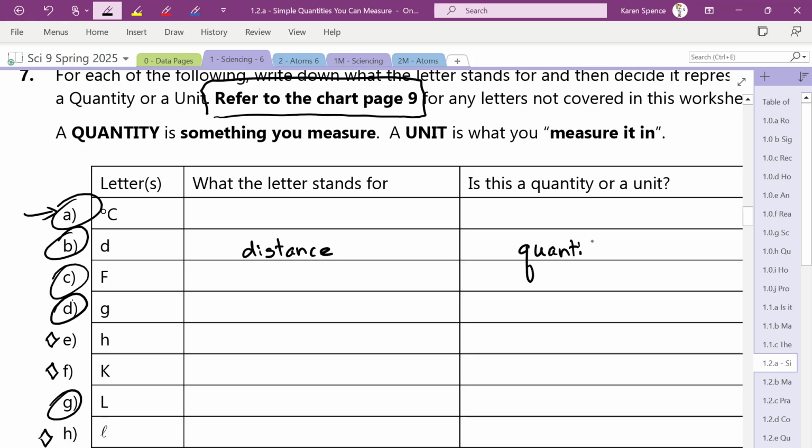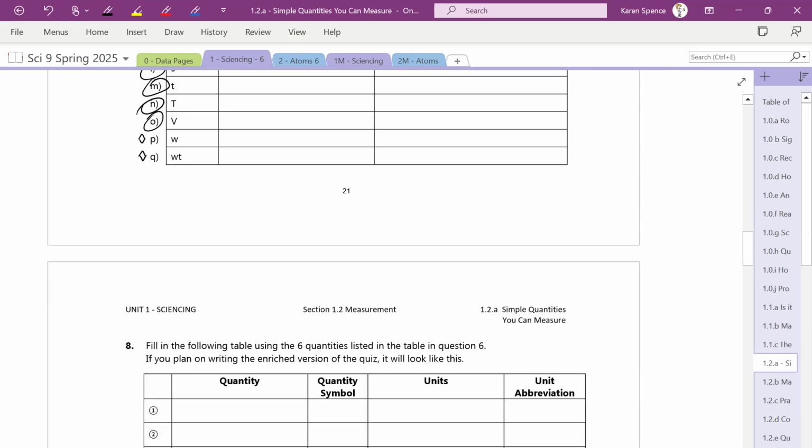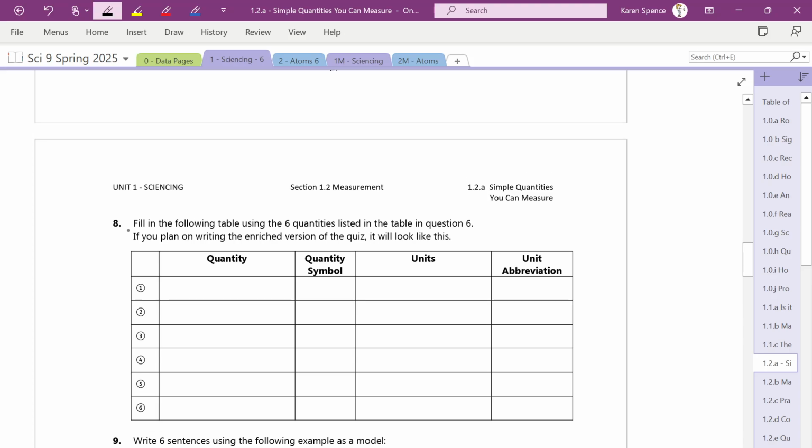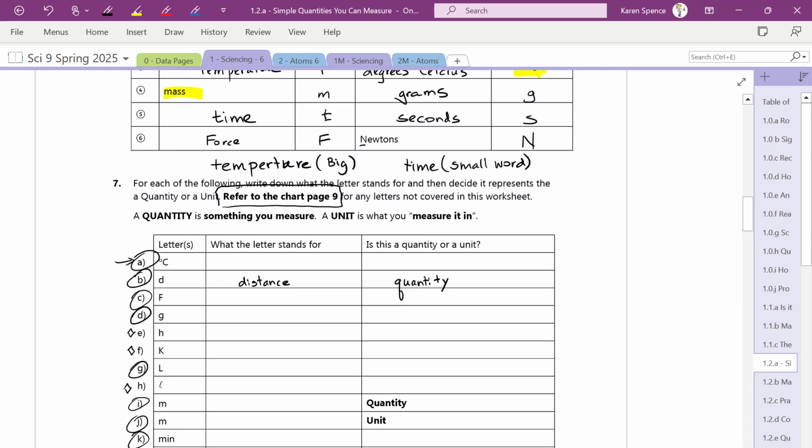So take a few minutes, try those out. I'll be around to help you out if you need it. And if you finish that, you can try number 8, on the next page.